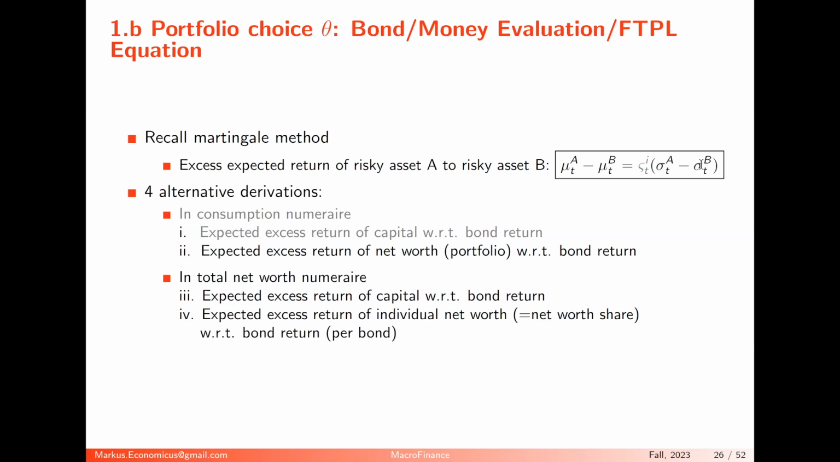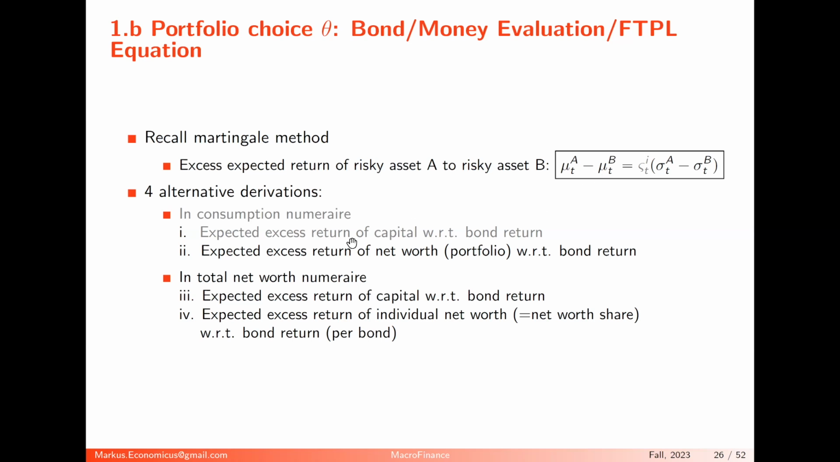Now I can price. I have four alternatives to make this derivation of the Martingale method. So the theta is in this varSigma. There are four ways I can do it. And the most obvious way, and that's what we will do now, is I take the consumption numeraire, so apples, and the expected excess return of capital with respect to the bond return. So A is the capital stock and B is the bond, B for bond.